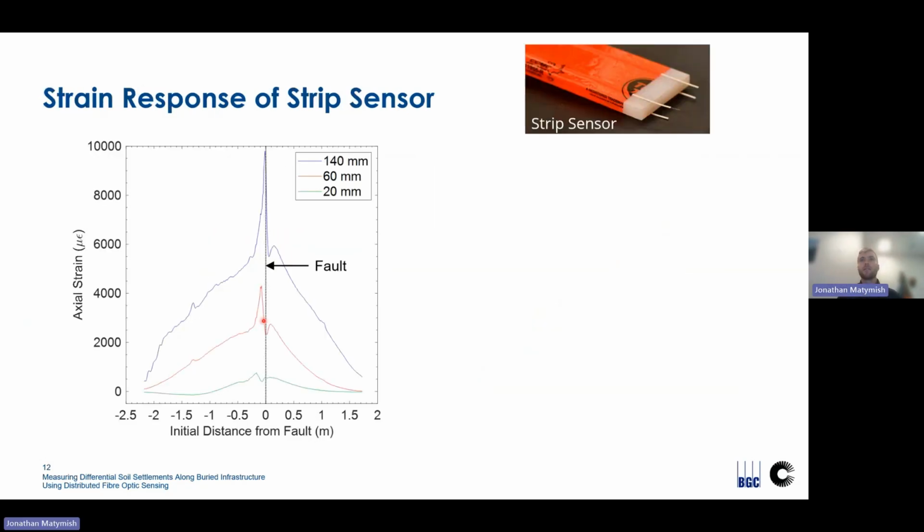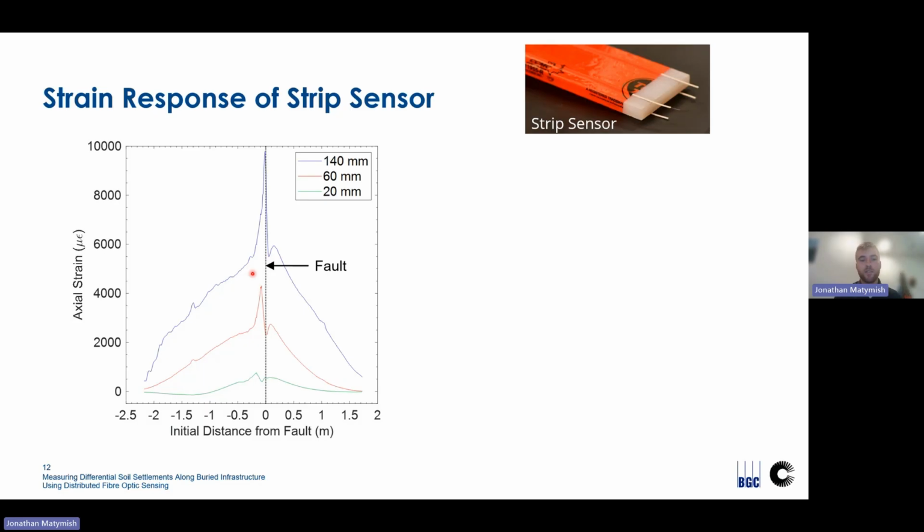So with that in mind, we were trying to develop a tool to more directly measure soil deformation. And the tool we came up with is this strip sensor. And on the left here, we have axial strain along that strip sensor, which essentially develops in a similar manner as strain along the buried fiber optic cables.